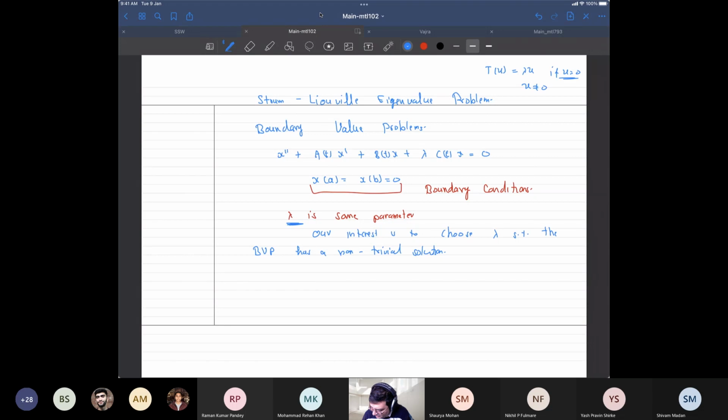So similarly here we are interested in non-trivial solutions. So we want a non-trivial x. We want to choose lambda such that we get a non-trivial solution to this problem. And we'll do some examples to clarify what I mean by that. Okay. Now first, a small exercise which you should do is that we can convert this boundary value problem into a much simpler case.